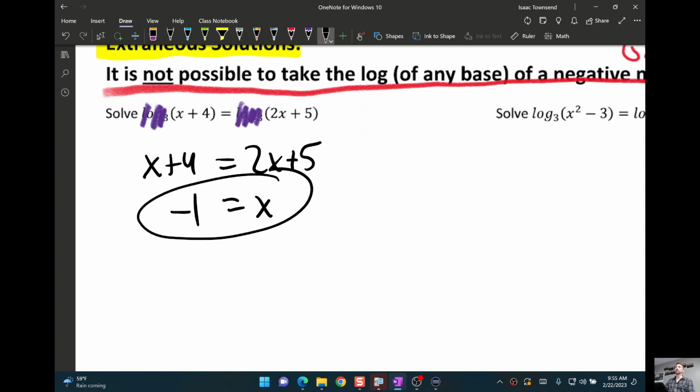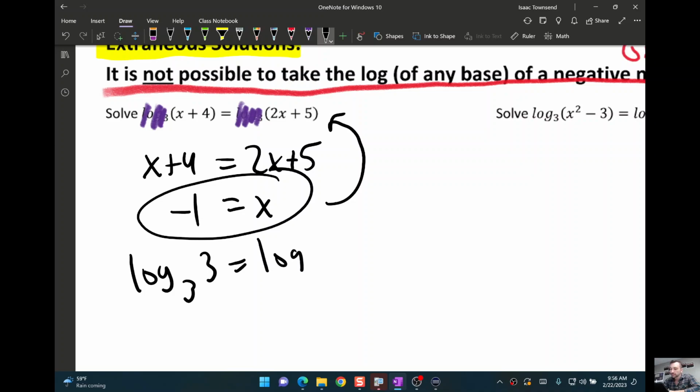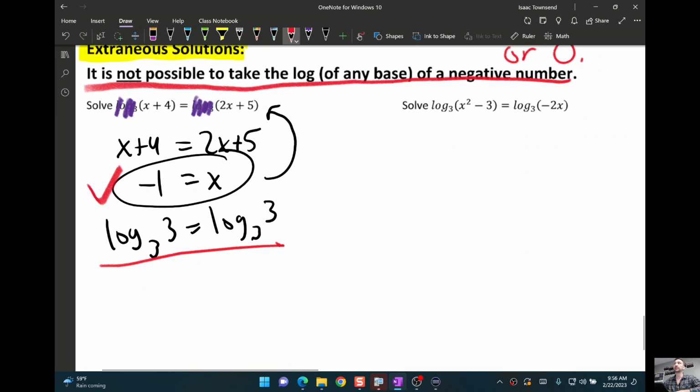If this was a question on the quiz, some people would say this is extraneous because it's negative. Once again, it's okay to have a negative answer. You have to plug it back into the equation up here and make sure that you're not taking the log of a negative number or the log of 0. If I plug -1 up there, I'm taking the log of a positive number on both sides, and I can see the left and the right are the same. So I even confirmed that that's correct. Negative answer is okay, log of negative number is not okay.